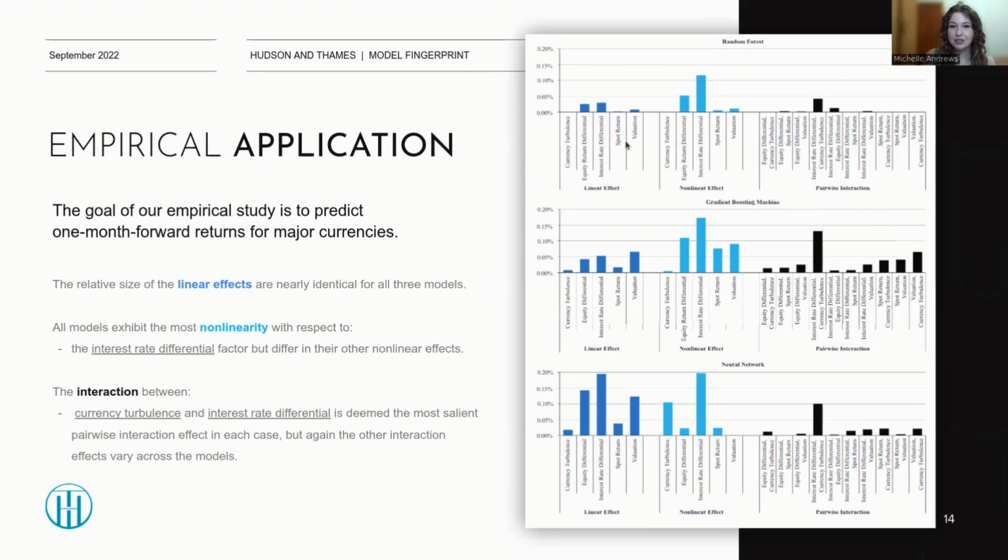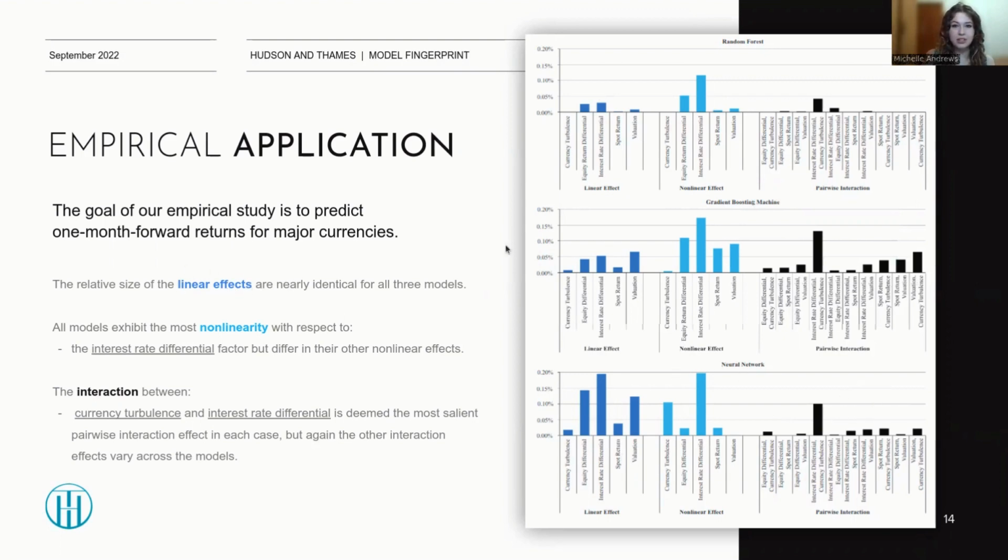And we can see that this is true for the random forest, the gradient boosting machine, and the neural network. So this really helps us to compare different models. And as you can see, the gradient boosting machine and the neural net pick up stronger effects for all three: the linear effect, the nonlinear effect, and the pairwise interaction effect. So this is very interesting to note. And let's break it down into the linear effect across our three models, the nonlinear and the pairwise interaction effects.